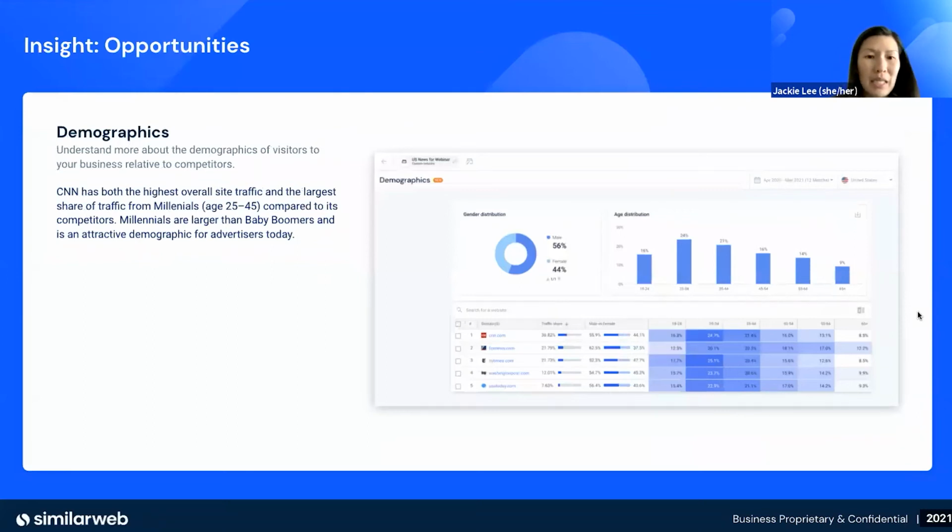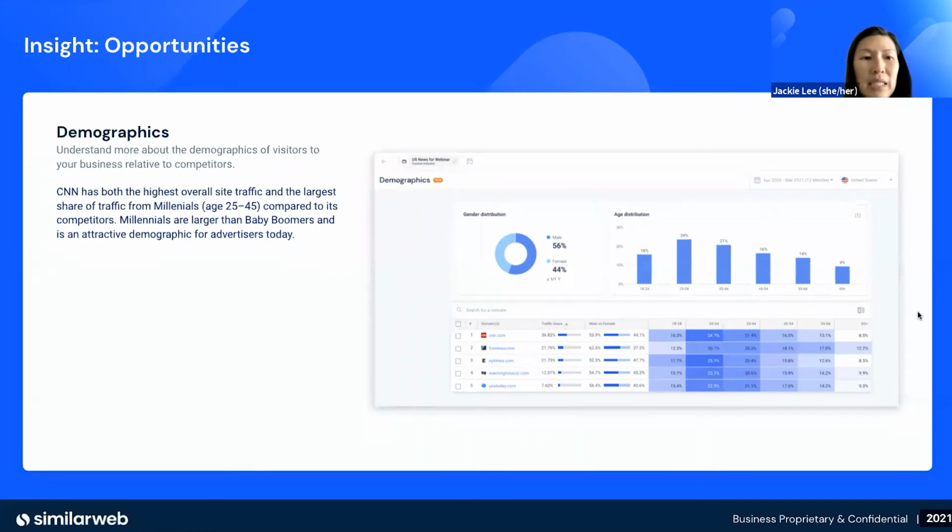Moving on to opportunities. So this is looking at CNN relative to the larger industry. We pulled the demographics screen here as an example. And within demo, what you can do is learn more about the demographics of the visitors to your site as well as to your competitor's site. And what we've got here is a gender distribution and an age distribution. As you can see in the screen, CNN we know has had the highest number of monthly page views compared to its competitor. So it's great. It's got high overall site traffic.